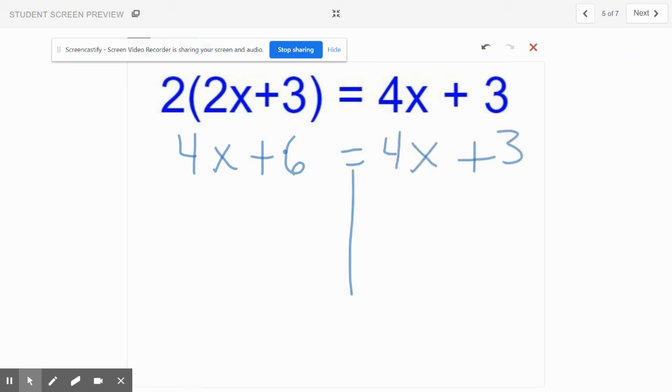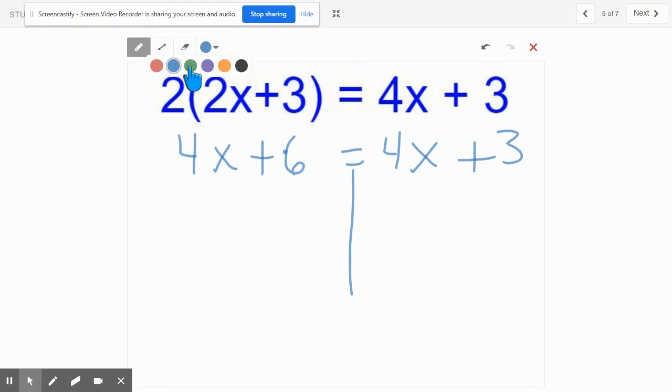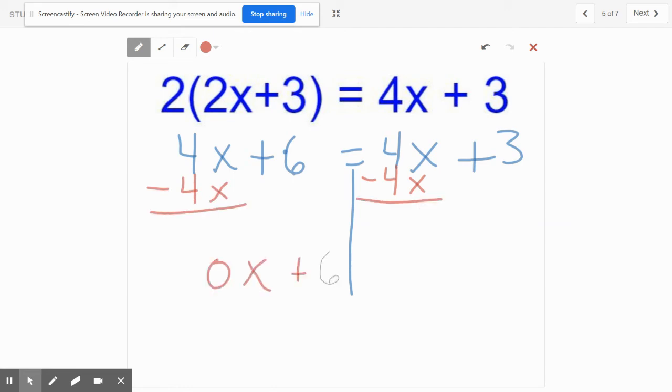Now, if you didn't notice it, it's okay. But this is a special problem. If you didn't notice that my variables are the same and my constants are different, it's okay. If you try to do the math, negative 4x, negative 4x, these are going to cancel out. You could have 0x here plus 6 equals 3.